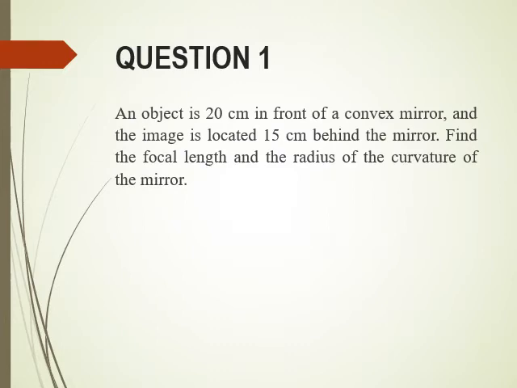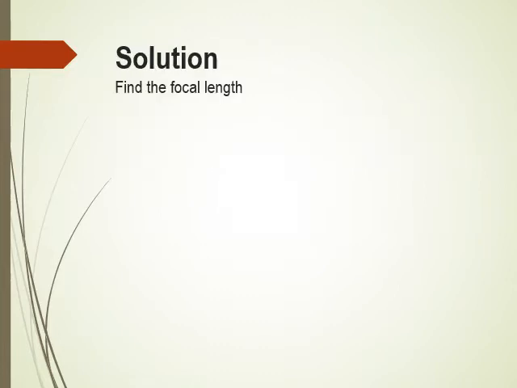Question 1. An object is 20 cm in front of a convex mirror and the image is located 15 cm behind the mirror. Find the focal length and the radius of the curvature of the mirror. To find the focal length of the mirror, let us apply the mirror equation, which is 1/f = 1/u + 1/v.